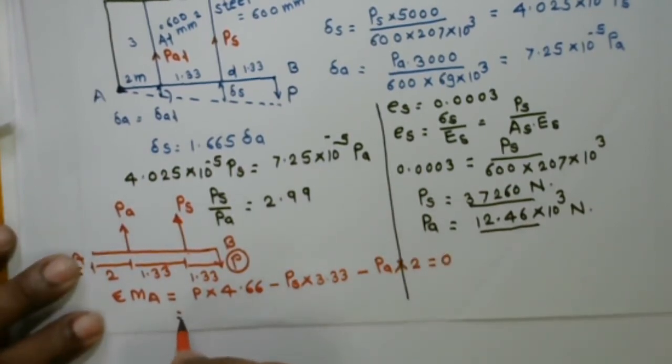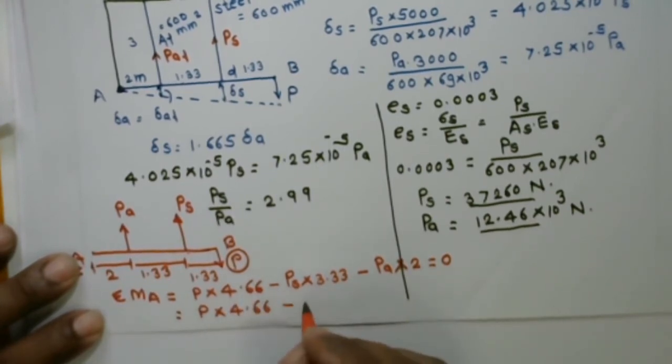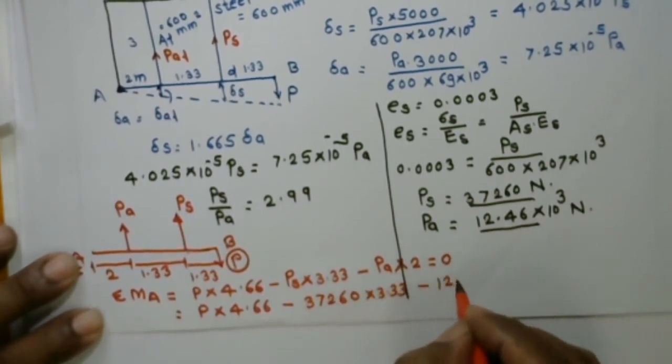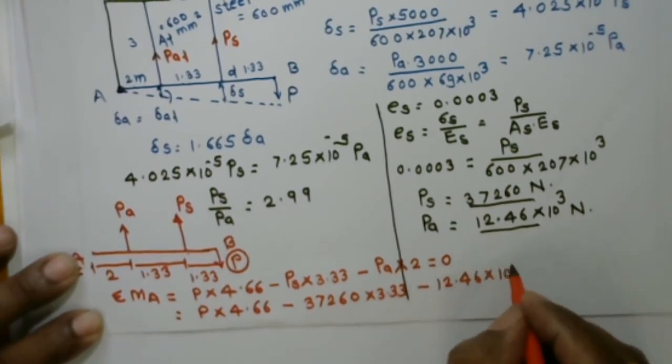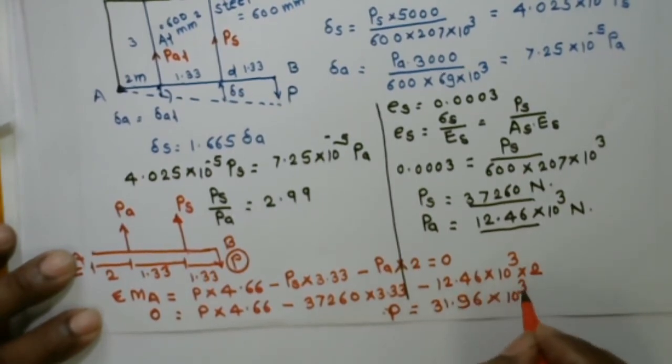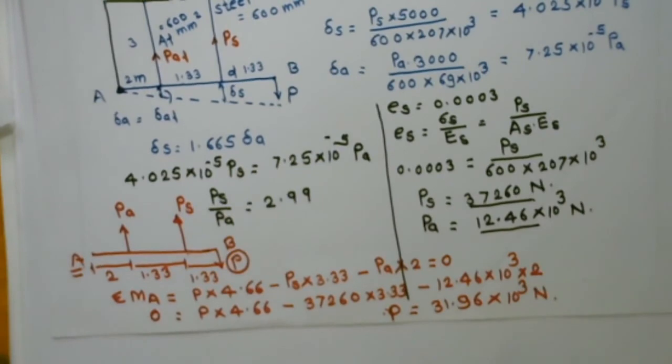So put the value of here P into 4.66 minus PS 37260 into 3.33 minus 12.46 into 10 raised to 3 into 2. So therefore is equal to 0. So P is equal to 31.96 into 10 raised to 3 Newton. That is our answer.